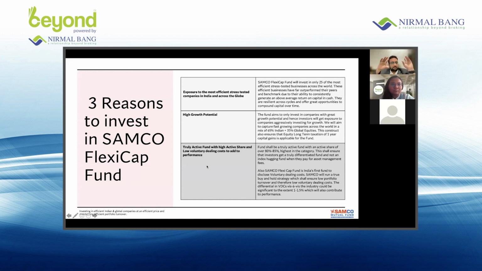And coming to the final, couple of things that I'd like to cover. So this is what is most important. What are the 3 big reasons to invest in the Samco Flexi Cap Fund? So the first and foremost, as I said, we typically as a fund will invest only in 25 of the best businesses in the world. And as I said, 25 is a great balance to generate alpha, as well as it reduces risk, and global companies.